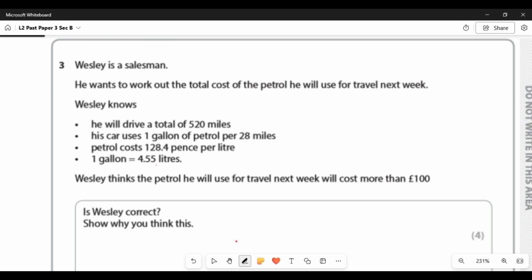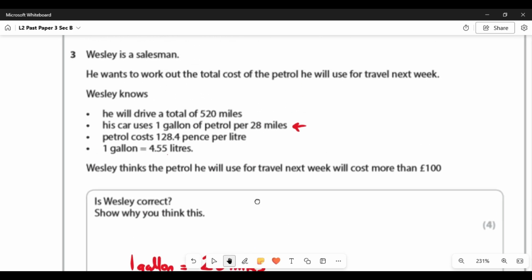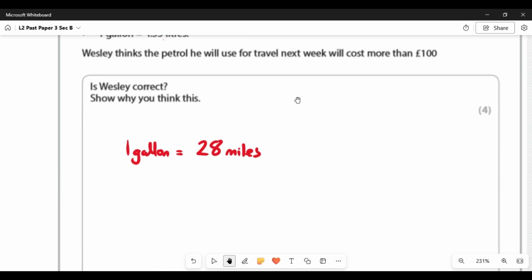So I'm going to use this one first. What I'd like to do is write 1 gallon equals 28 miles. That's what we're told. How many miles did he travel? He will drive a total of 520 miles. So I'm going to put that here.